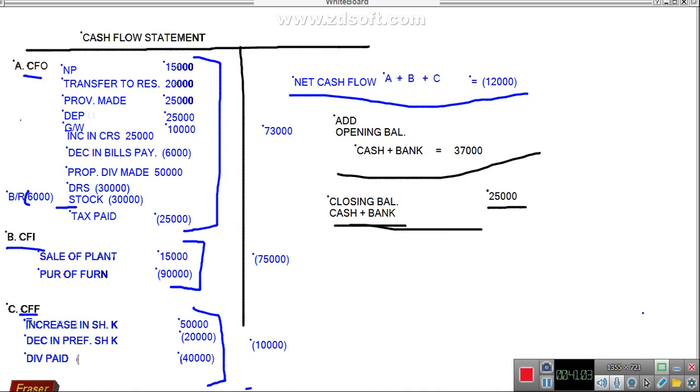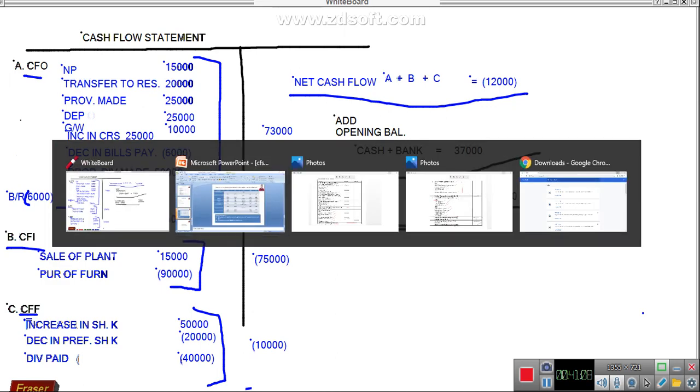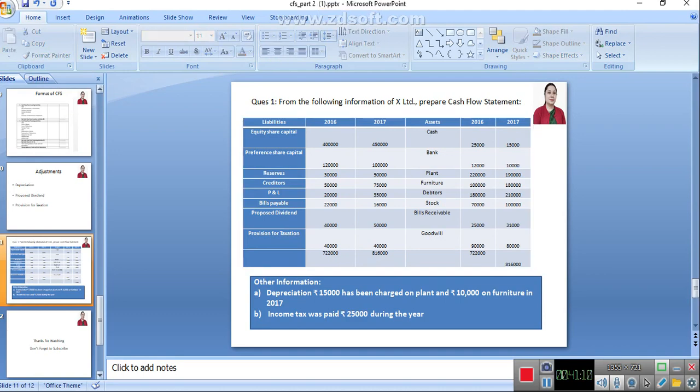So this is how you have to prepare cash flow statement. Prepare it in a right manner, in a right format. Try to understand the concepts, then you can do any complicated question easily.